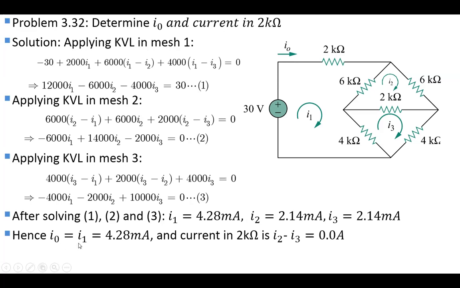So I0 is equal to I1, and this is 4.28 milliampere. The current in the 2 kilo ohm bridge resistance, if you see it from the I2 mesh, will be I2 minus I3. If we substitute the values, I2 is 2.14 and I3 is also 2.14, so 2.14 minus 2.14 will be 0.